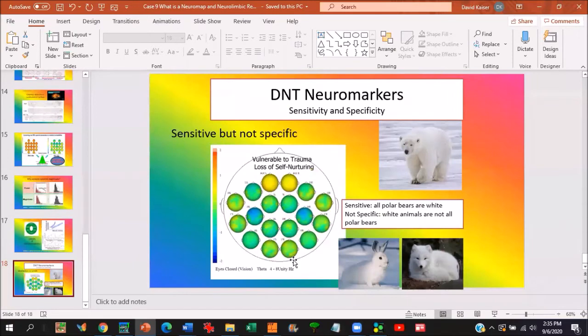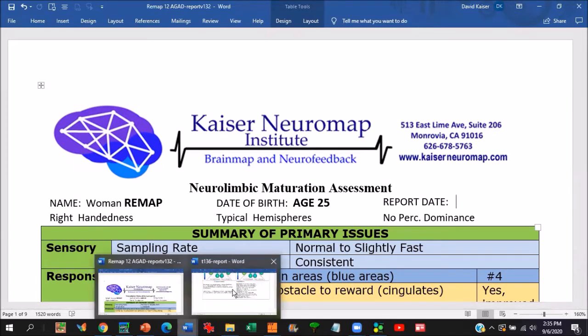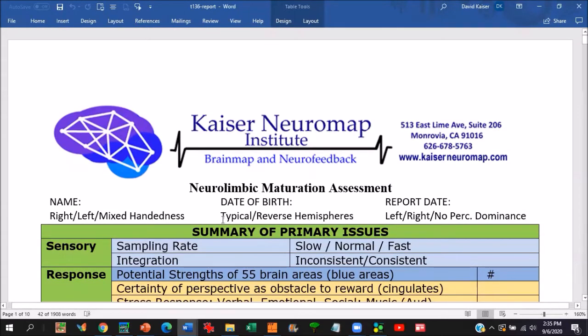We're going to now go to a report. This is an example of an individual who went through about 30 hours of default network training, DNT Neurotherapy. She was 25, came in with anxiety, some depression, some childishness, and the first thing we do is find out the person's handedness. That gets us on the road toward knowing whether she has reverse or typical hemispheres. In fact, I'm going to show you the report template before we start changing it to the individual, so you see the possibilities.